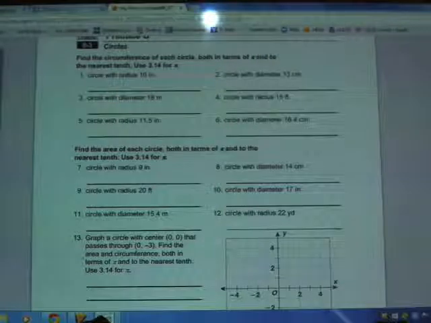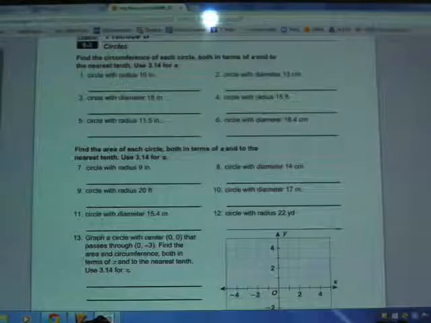This is the homework helper for Chapter 8, Section 3 in the 8th grade textbook entitled Circles. Okay, so in 1 through 6, the directions are the same, so we'll approach these the same way.